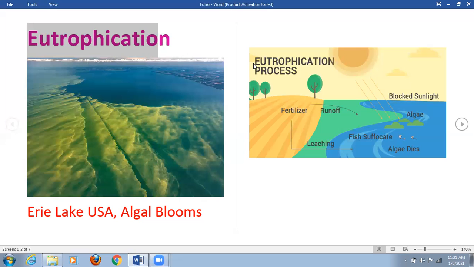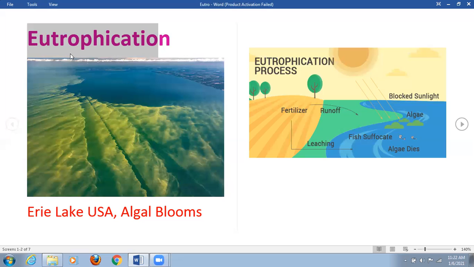Many nutrients result from the natural disintegration of rocks and the mineralization of organic matter, and they are released into the water. So there are two types of eutrophication. The first one is natural eutrophication, and the second one is artificial eutrophication. It is also called cultural eutrophication. Natural eutrophication is a very slow process. Sometimes it takes nearly 100 years also.